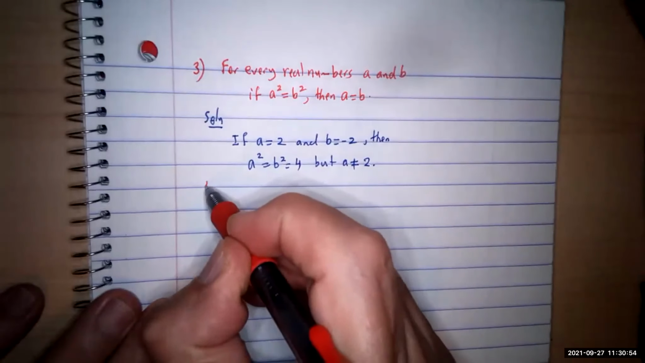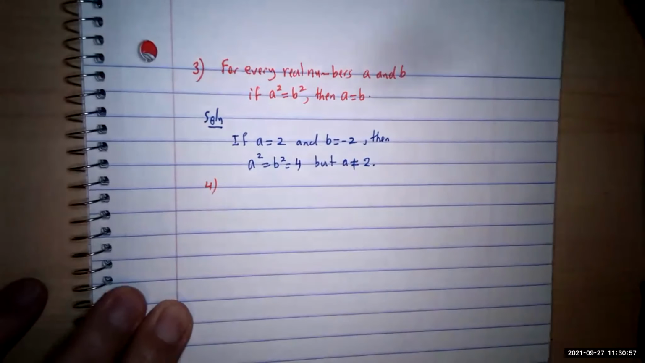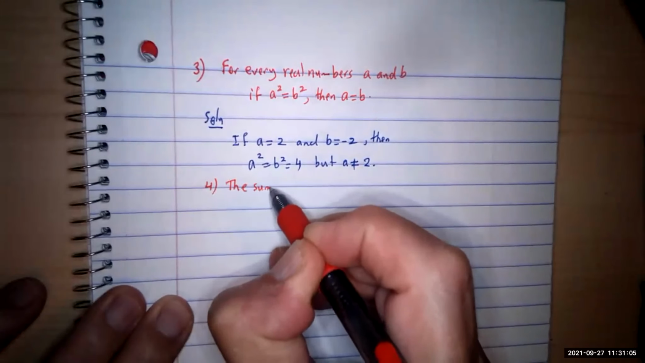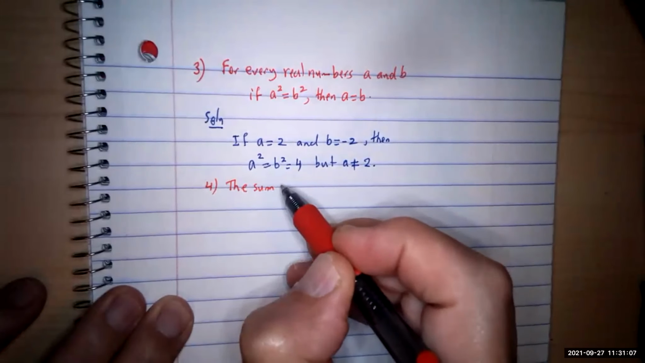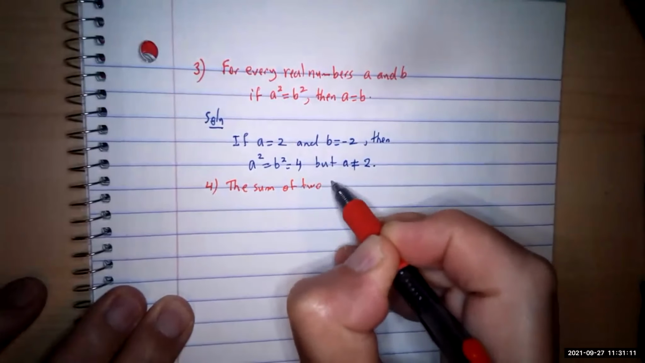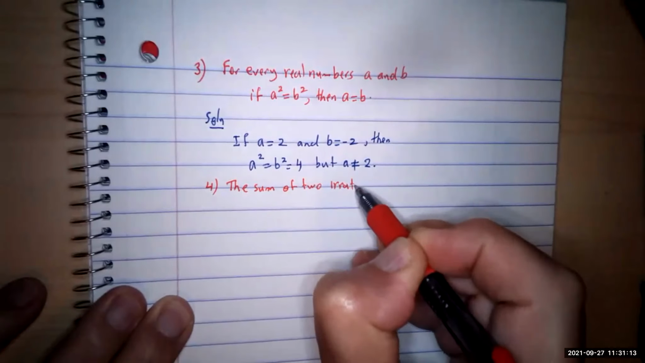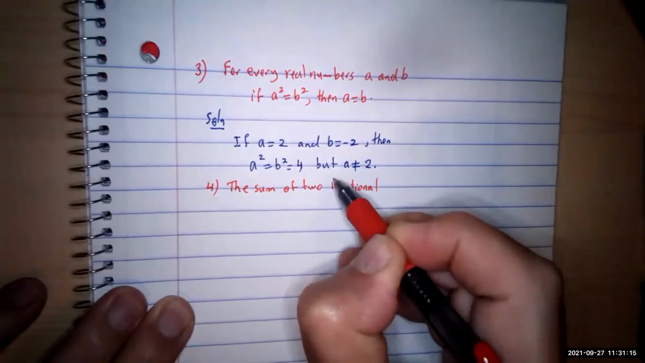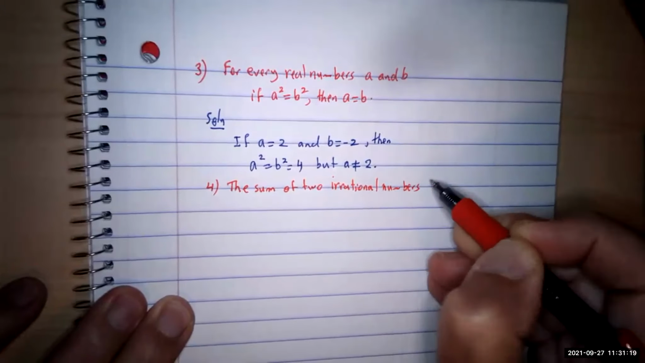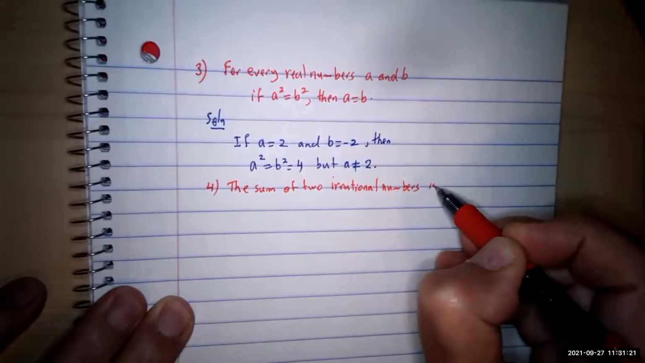The more interesting one is when we work with rational and irrational numbers. We're going to see more of this rational and irrational in the future, but this is one of them. The sum of two irrational numbers, and the claim is that it is irrational.